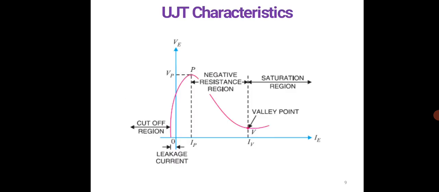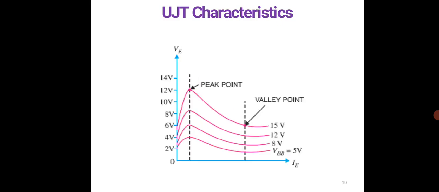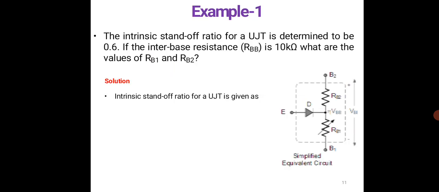So this is the UJT characteristics. You could see here it is drawn between the voltage and the current of the emitter terminal. There is a negative resistance region, there is a saturation region, there is one particular point which we call the valley point, and again we have a cutoff region. It is shown for different values.